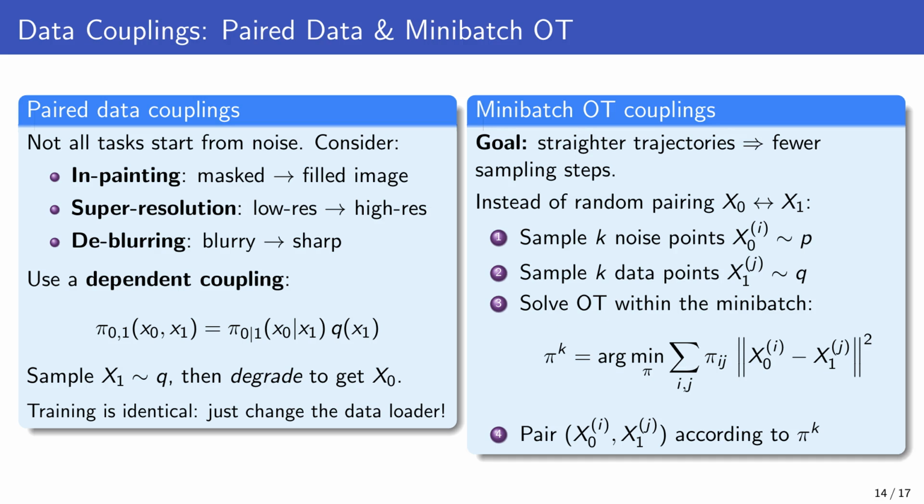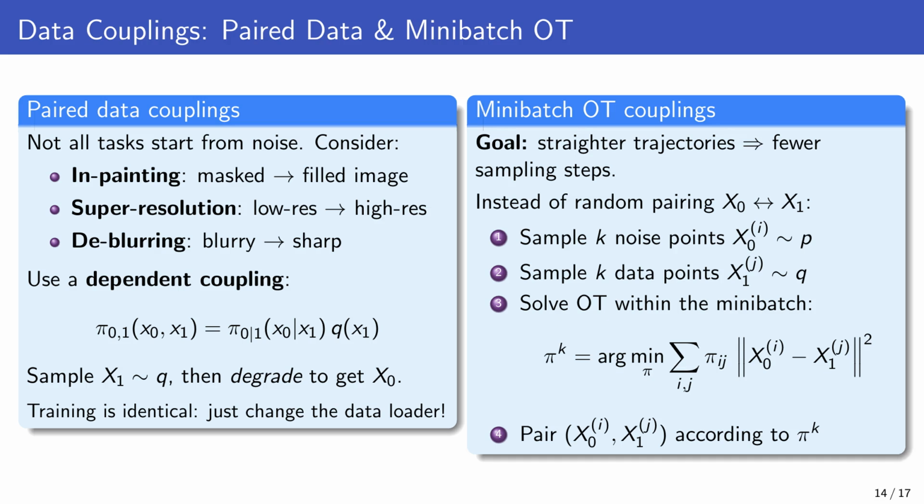For these tasks, you use a dependent coupling. You start with clean data x1 from Q, then apply a degradation to produce x0. The flow model then learns to undo the degradation. The beautiful thing is that the training algorithm is completely unchanged. You just swap the data loader.